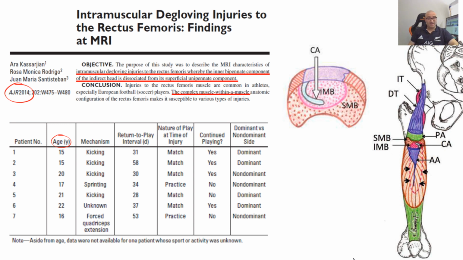And the mechanism, it's kicking. So it's the same mechanism as older players get the central tendon injury. But younger players are more prone to this kind of intramuscular degloving injury. So that is a point that we need to take into account also. And obviously, we need to differentiate the degloving injuries from the typical septal or paraseptal injuries.